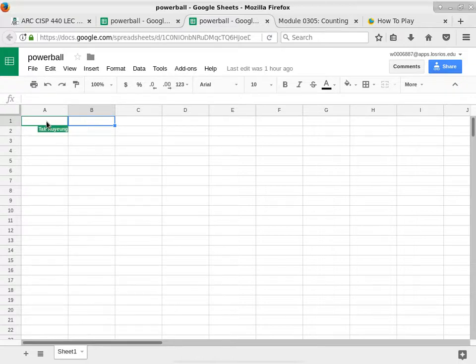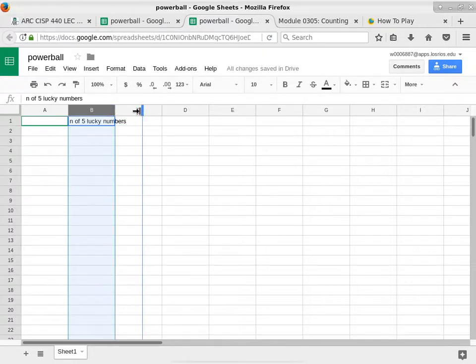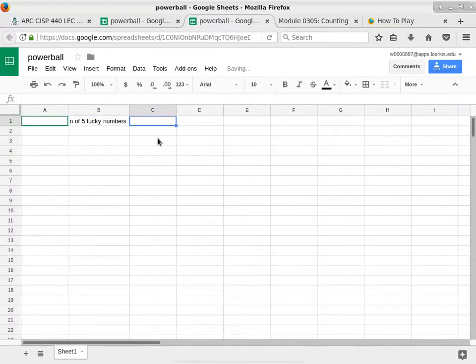Okay, so we want to say n out of 5 lucky numbers. Okay. That's column B. And then this column is going to indicate matching the Powerball number.